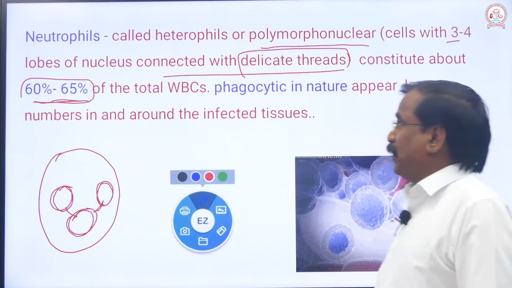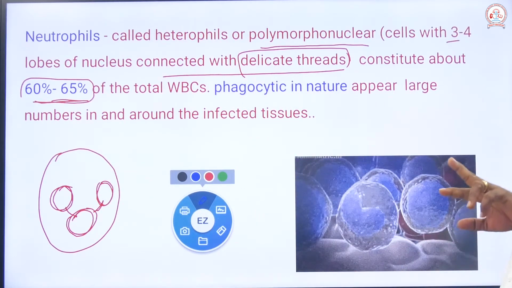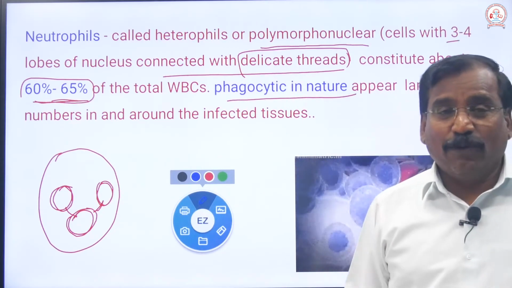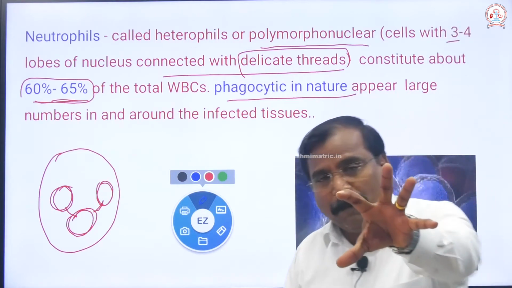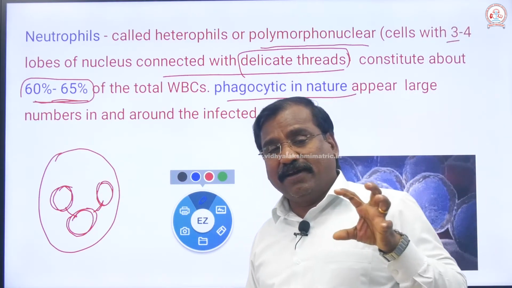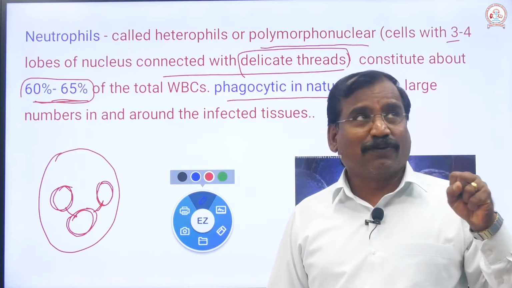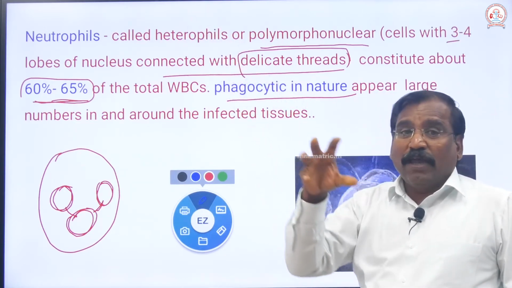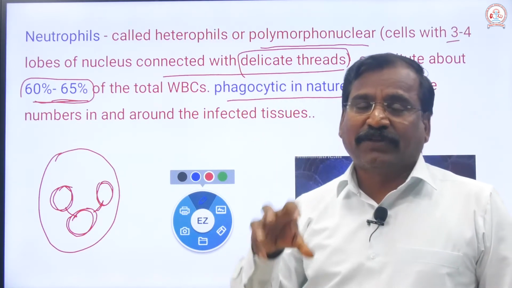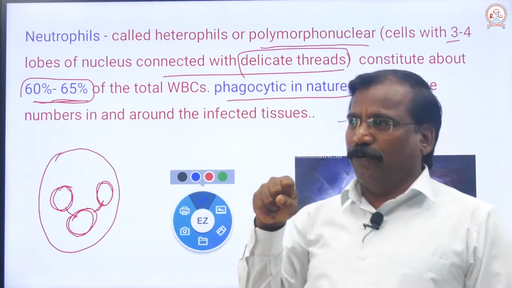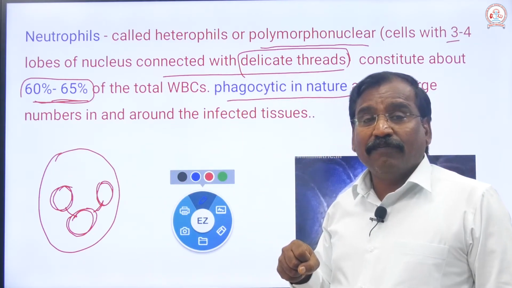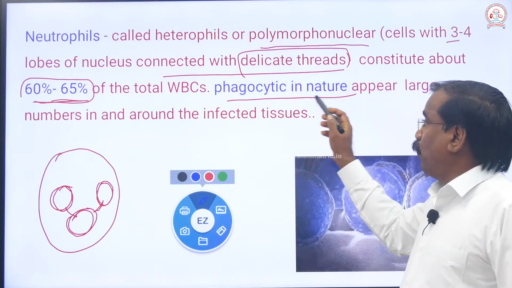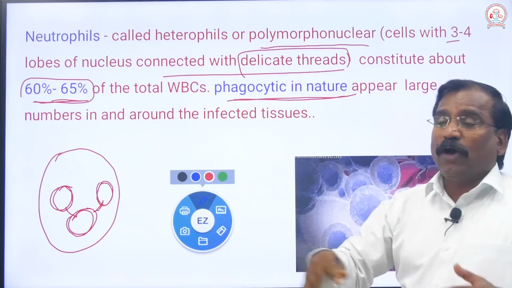60 to 65% of the total WBC. These cells are phagocytic in nature, phagocytic cells that engulf the pathogen. When any pathogen enters, they engulf and swallow it. Like a lizard at home, when an insect comes, it quickly catches and eats it. Similarly, when any disease-producing microbes enter, they engulf the microbes. Thus we are prevented from the attack of diseases.